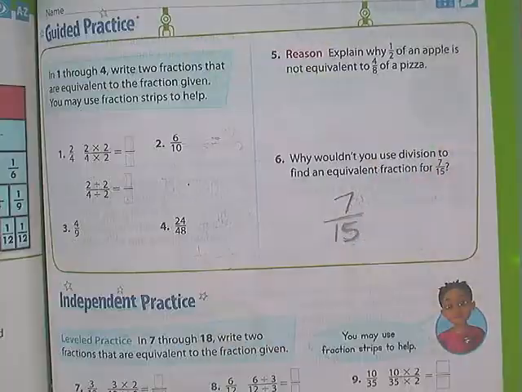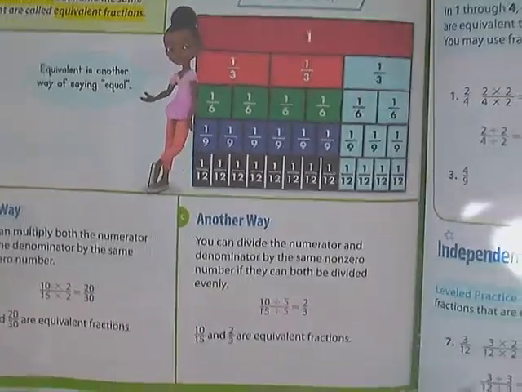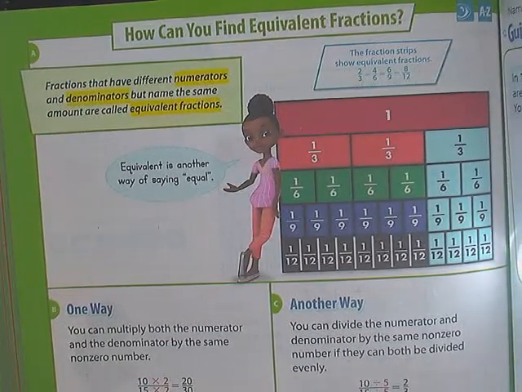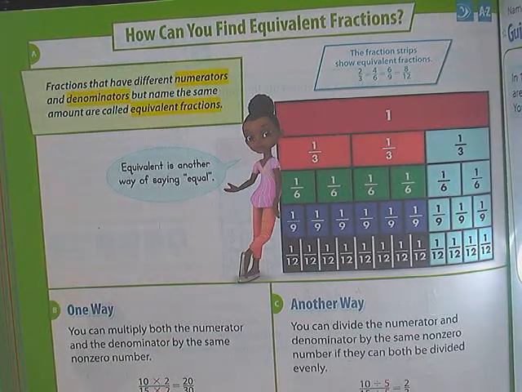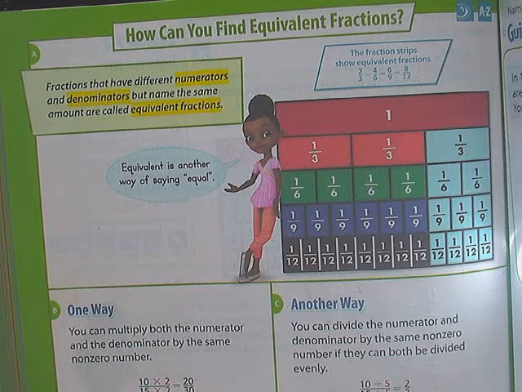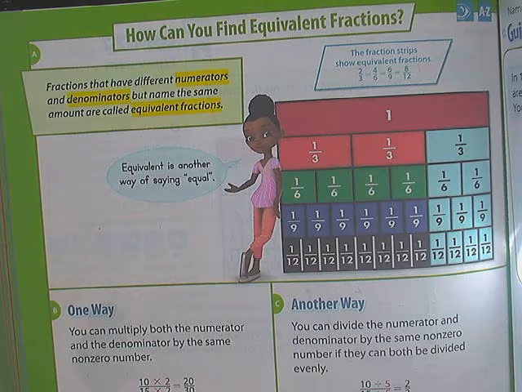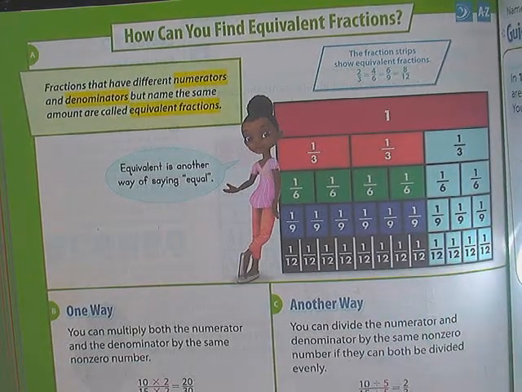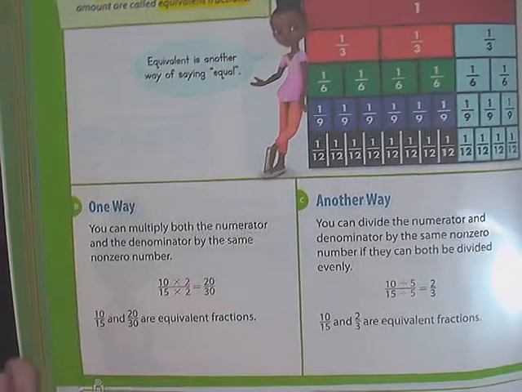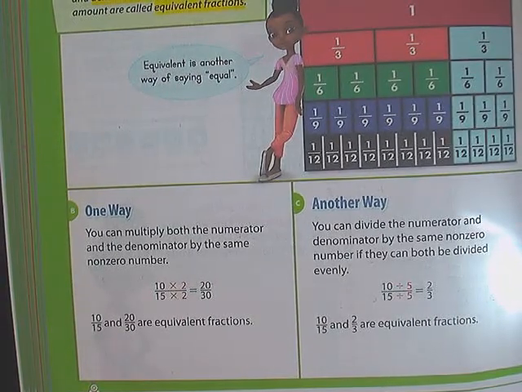So let's go ahead and look at this section. It says up here, fractions that have different numerators and denominators, but the same amount are called equivalent fractions. Equivalent is another way of saying equal. So this strip shows all of the fractions that can be equal. One way that we can find an equivalent fraction is by multiplying both the numerator and the denominator by the same non-zero number. That just means multiplying it by a number that isn't 0. So any number but 0.